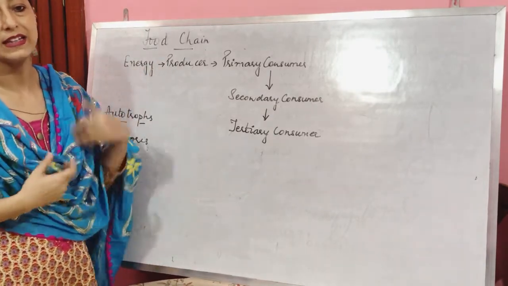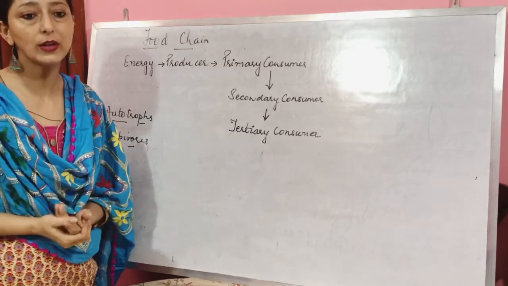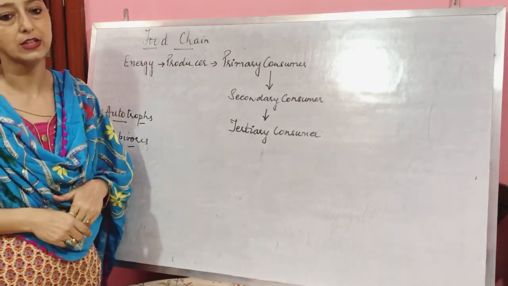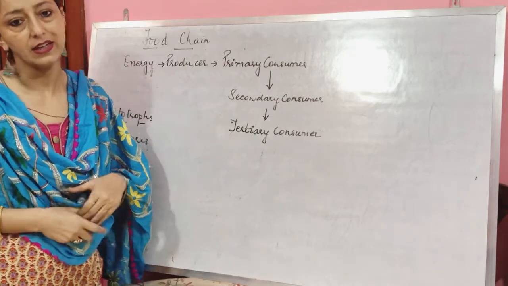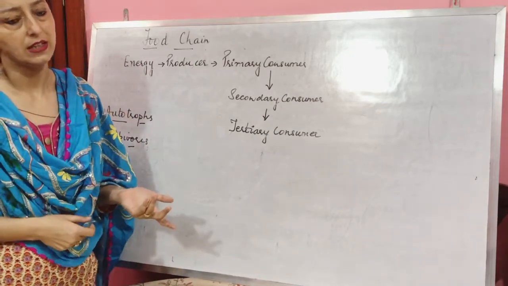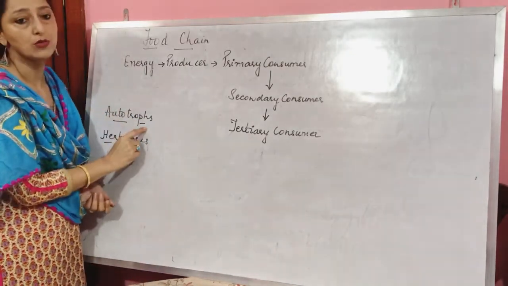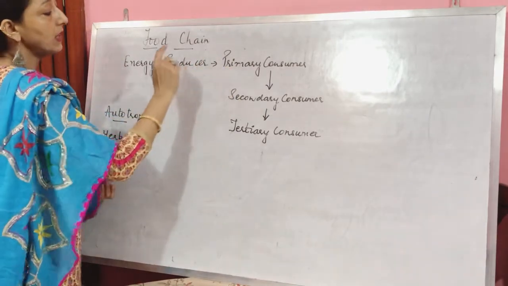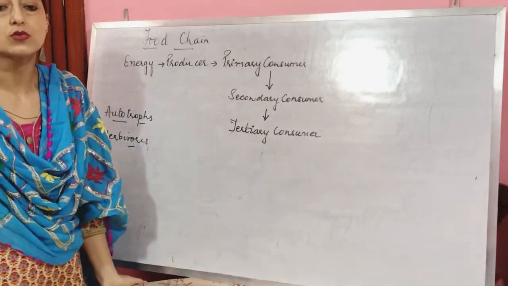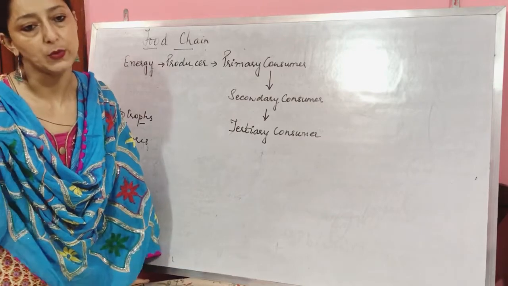And chemosynthetic bacteria, what are they doing? They also make their food energy from chemicals in hydrothermal vents. So they are known as autotrophs or primary producers.